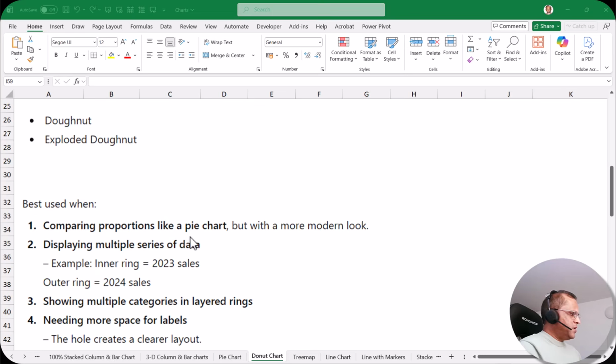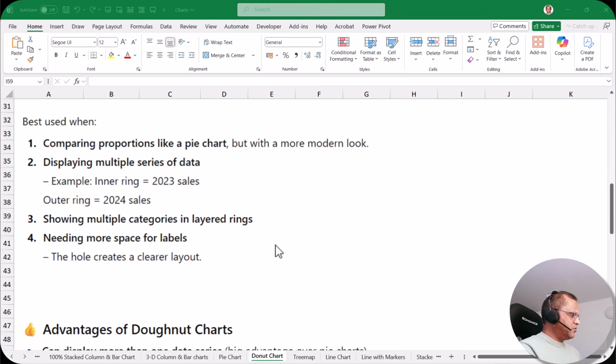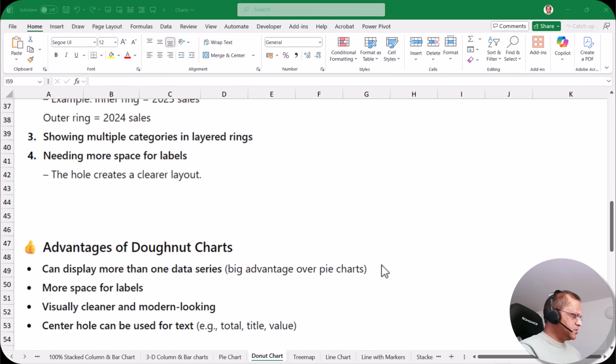Best used when comparing the proportions like a pie chart, but with a more modern look. As I said earlier, that donut chart is much more modern compared to a pie chart. It is used for the comparison purpose here. Displaying the multiple series of data that we'll see further, inner ring and outer ring. Showing multiple categories in layered rings, needed more space for labels. The hole creates a clearer layout. So we'll see further with the labels.